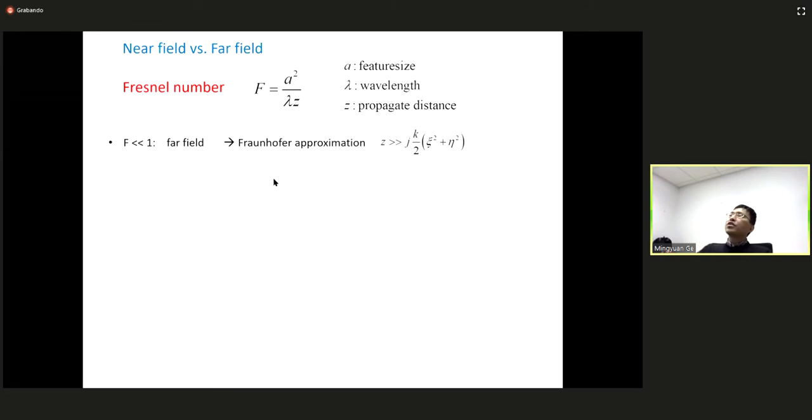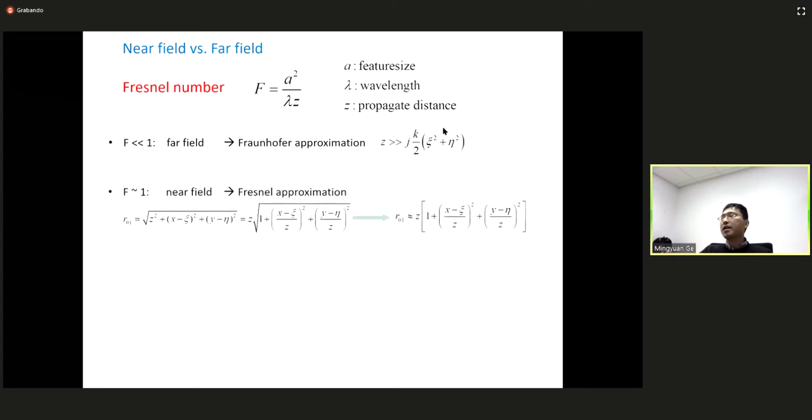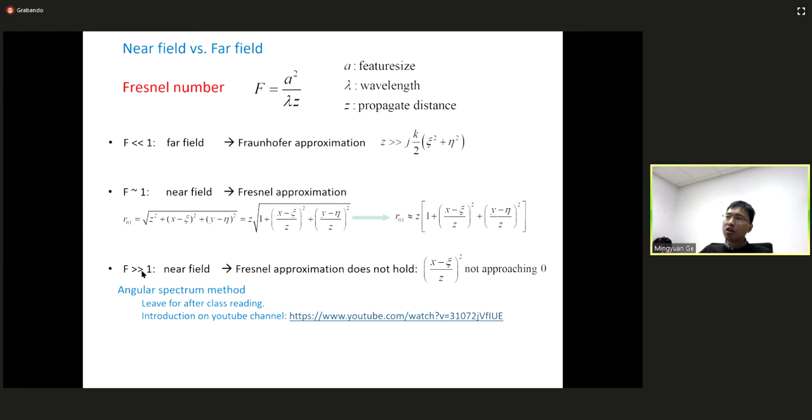Then the question is how far is far, which we define as the far field, and how near is near, which we define as the near field. People have another number called the Fresnel number, with the formula F equals a squared divided by lambda z. Here a is a feature size of your object, and z is the distance from the detector to your object. If F is much, much less than one, which means z is very large, the far field approximation is valid, so the image is just the Fourier transform of the object. But if F is very close to one, it's the near field, so the Fresnel approximation becomes valid, just like this formula. But if F is much, much larger than one, which means z is very small, the detector is very close to the object.